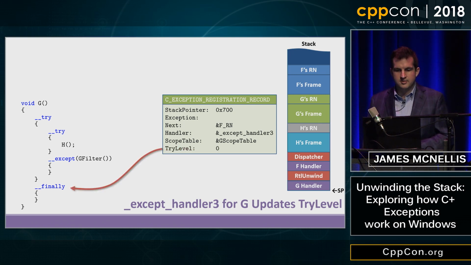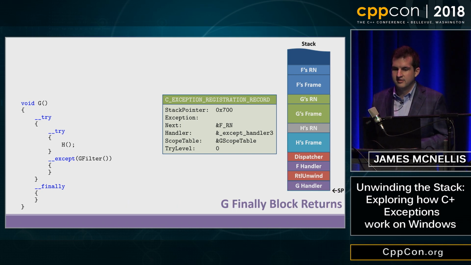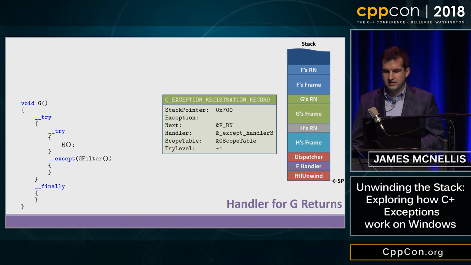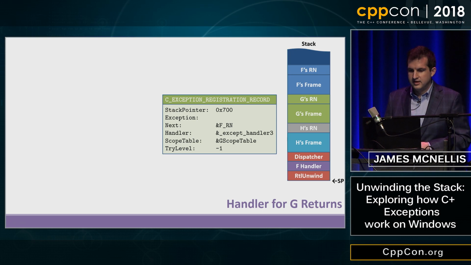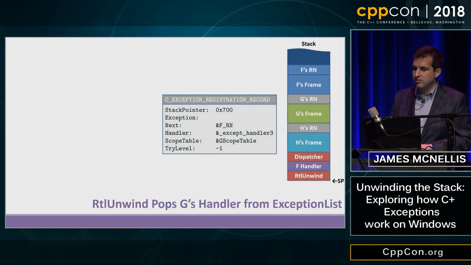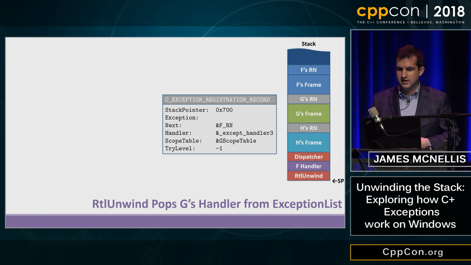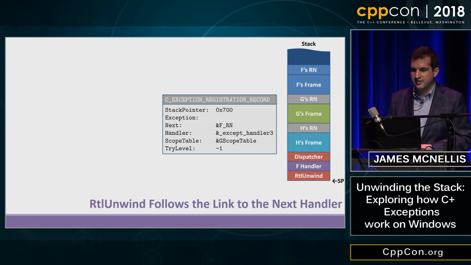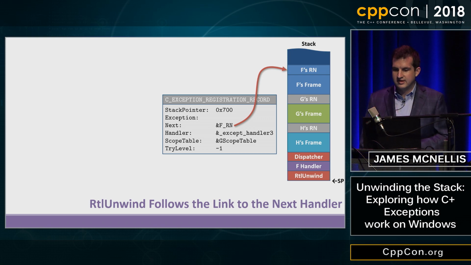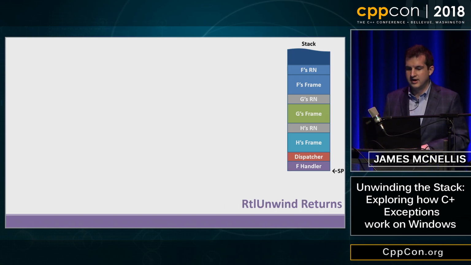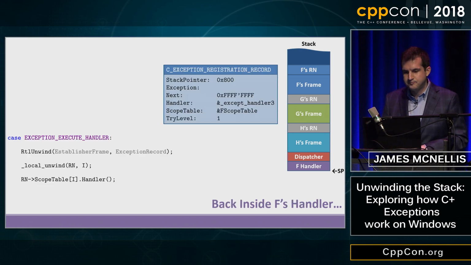State 0 is a finally block, so the handler calls the finally block, which will execute and then return. The handler will then update the try level to the enclosing state, which is the base state, and the handler will return. Now, just as before, RTL unwind will pop G's handler from the list of handlers, unregistering it, so G is now fully unwound. And it will then follow the link to the next handler. It sees that the next handler is the handler for F, and that's where we told it to stop. So RTL unwind now returns back to our handler.